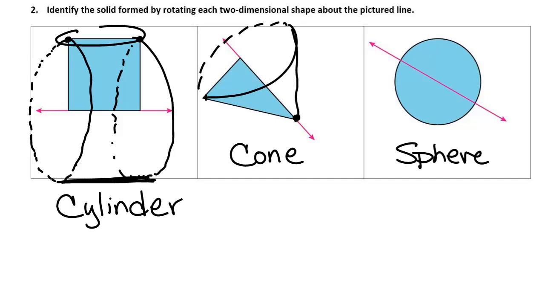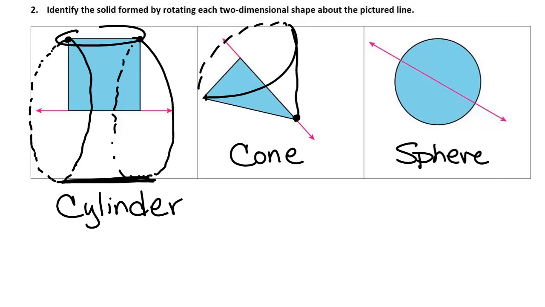Whenever we take something and rotate it, we will always end up with something that has a circular feature to it. I can't get a prism. I can't get a pyramid. I can get cylinders, I can get cones, and I can get spheres. Those are really the only types of things.